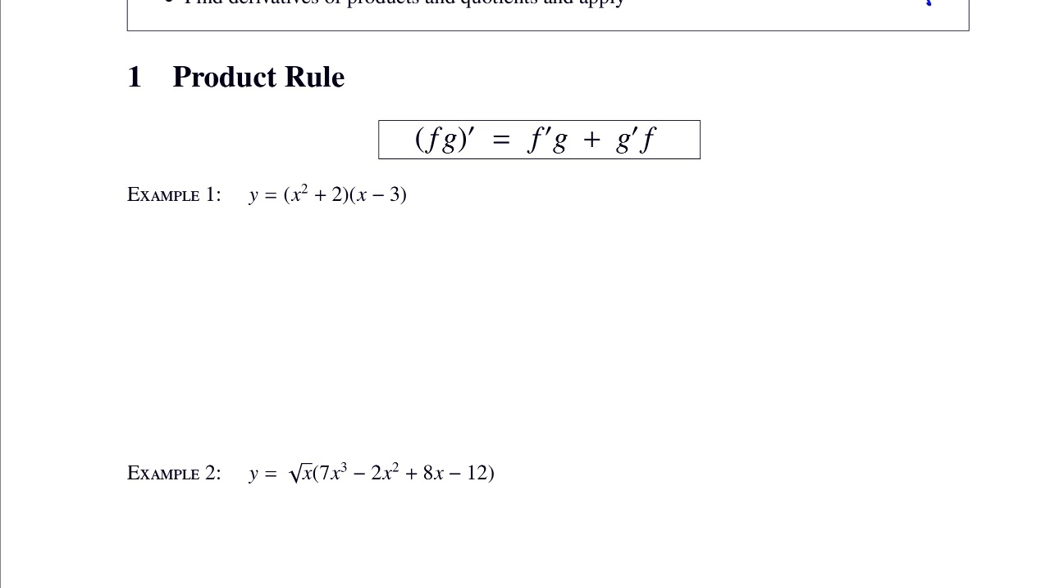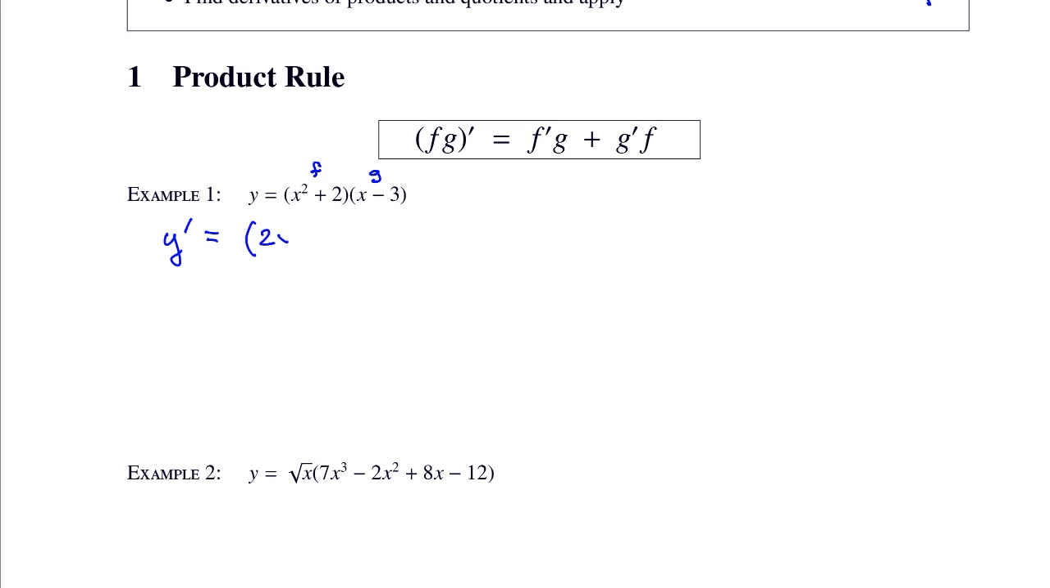Let's go ahead and take a look at example number 1. We want the derivative of x squared plus 2 times x minus 3. And yes, certainly you could multiply this out and then take the derivative with just the power rule that we've used. But we're trying to learn a new skill, so we're going to do this with the product rule. So notice here is f, and here is g. This is the product of two functions. We will take the derivative of this first function.